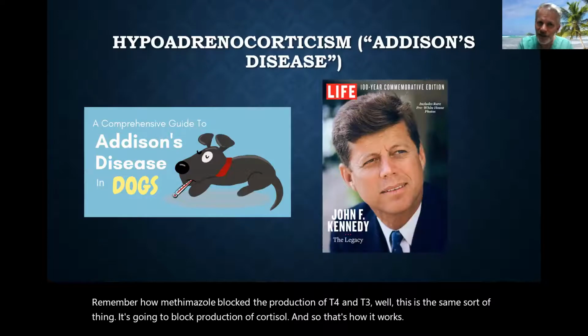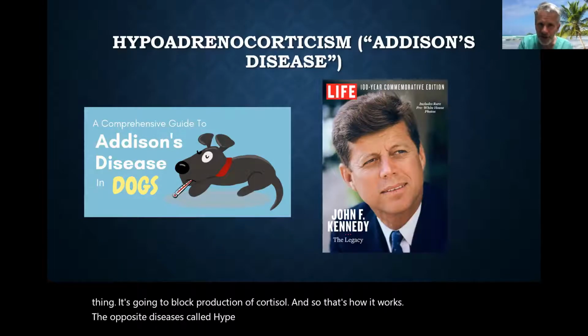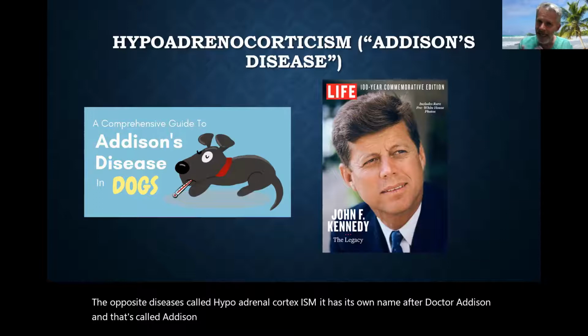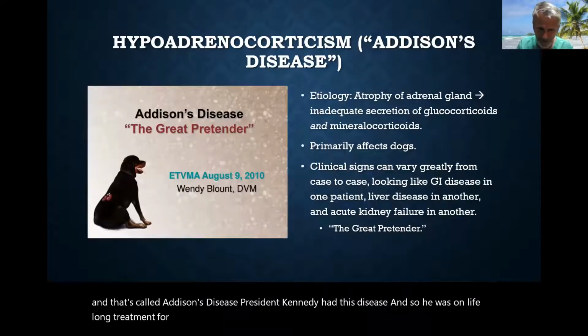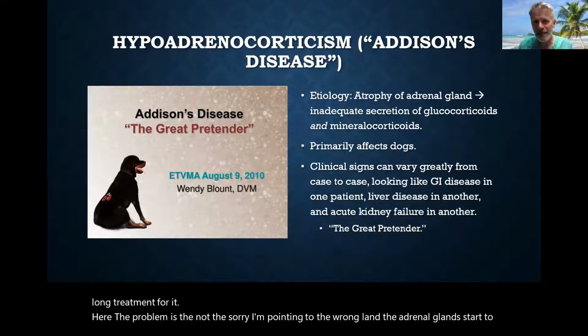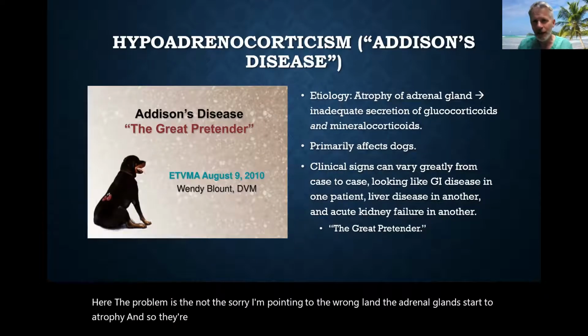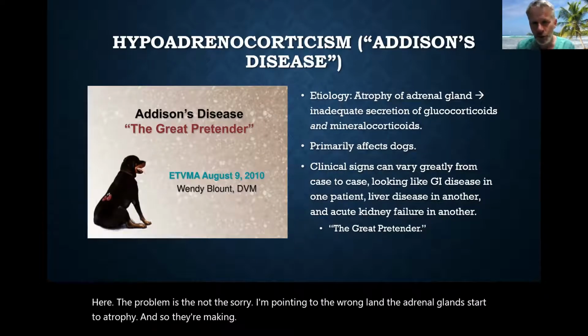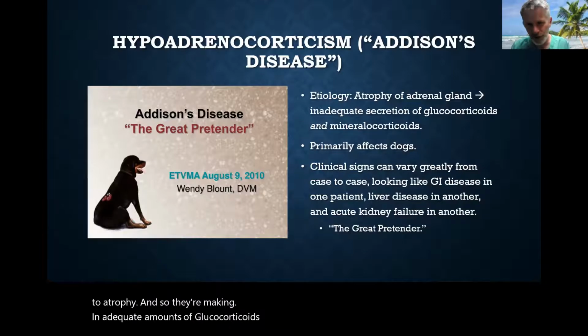The opposite disease is called hypoadrenocorticism. It has its own name after Dr. Addison, and that's called Addison's disease. President Kennedy had this disease, and so he was on lifelong treatment for it. Here the problem is, I'm pointing to the wrong gland. The adrenal glands start to atrophy, and so they're making inadequate amounts of glucocorticoids and mineralocorticoids.